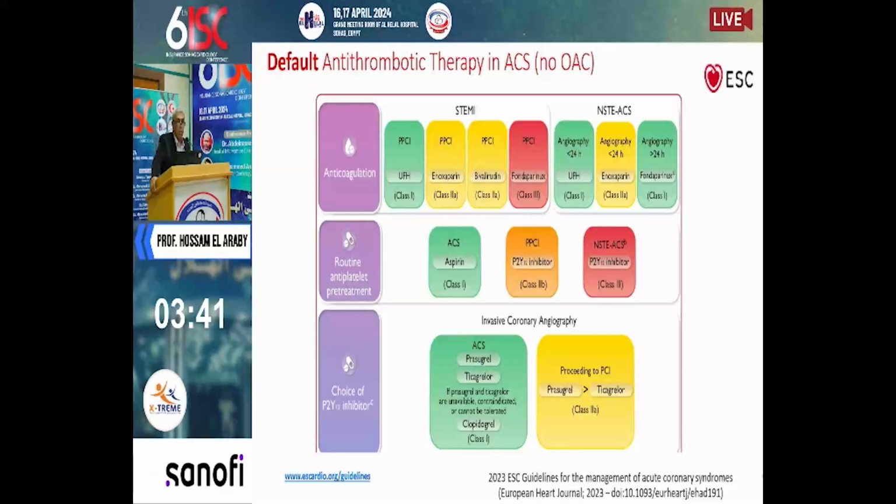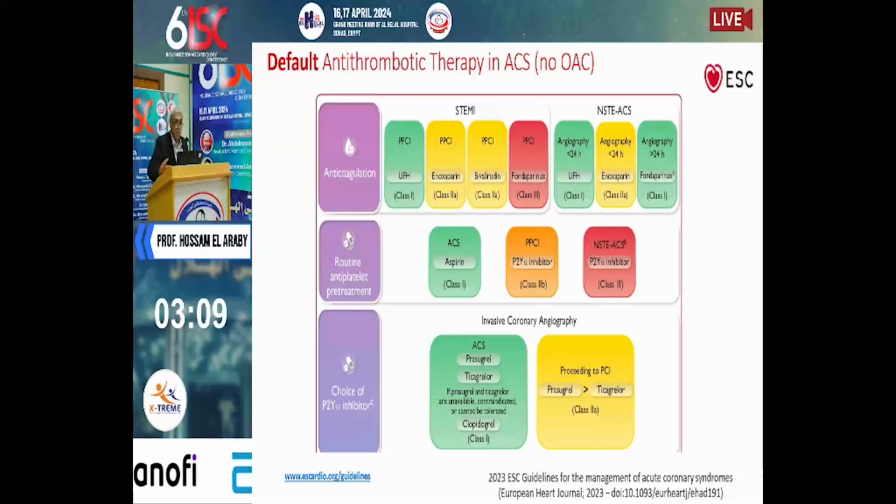Pre-loading with P2Y12 inhibitors is now class 2B. It's better to load on the table after coronary angiography, after knowing the anatomy. In non-ST segment elevation MI, preloading is class 3 until coronary angiography is done. In acute coronary syndromes, prasugrel and ticagrelor are recommended, and clopidogrel only if those drugs are not available or not tolerated.